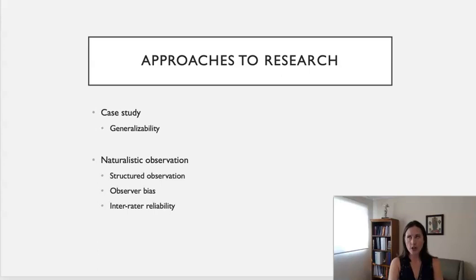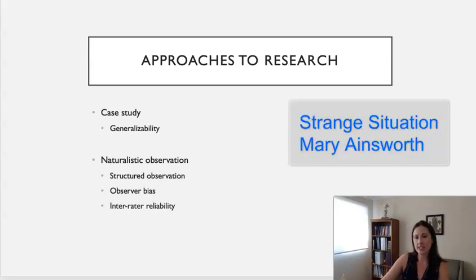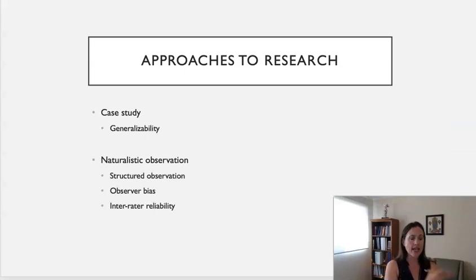So other versions of this, you can do a structured observation, which is when you watch people while they do specific tasks. One type of structured naturalistic observation you are going to watch is something called the strange situation. And that was Mary Ainsworth who did that one, and you'll learn about this in the developmental chapter, but it's how you study attachment in little kids.